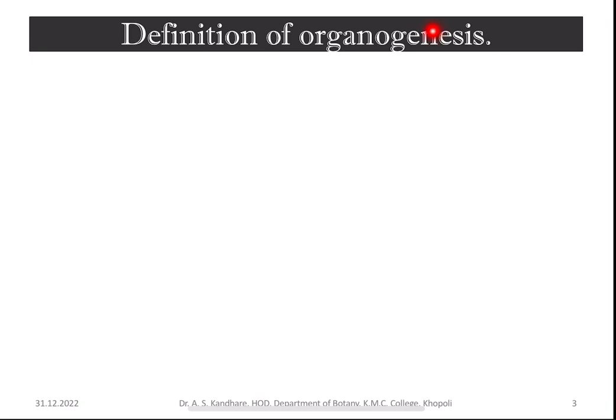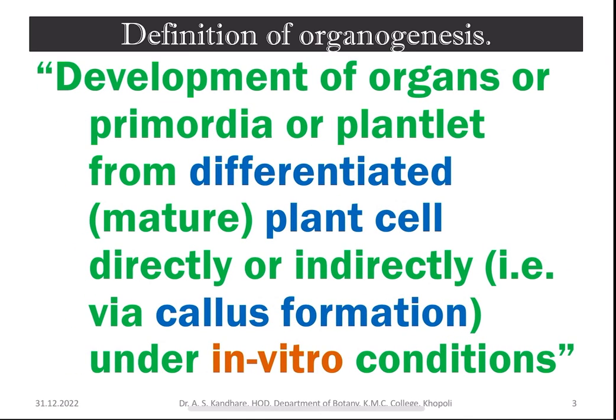So here, what is organogenesis? अभी ये समझने की कोशिश करते हैं कि organogenesis क्या होता है. Here I have defined organogenesis: development of organs or primordia or plantlet from differentiated, that is mature plant cell, directly or indirectly, that is via callus formation under in vitro conditions.